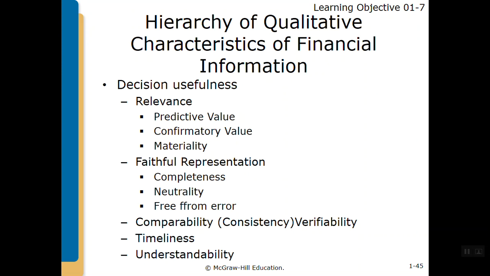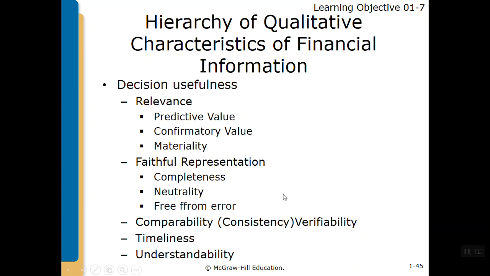For information to be useful, it also should faithfully represent the information that it's trying to represent. So it needs to be complete. It needs to be neutral. It shouldn't be biased in any way, and it should be free from error. And I find it pretty ironic that sentence has a typo in it. So thank you, publishers. We tried to not make errors when we're doing financial reporting.